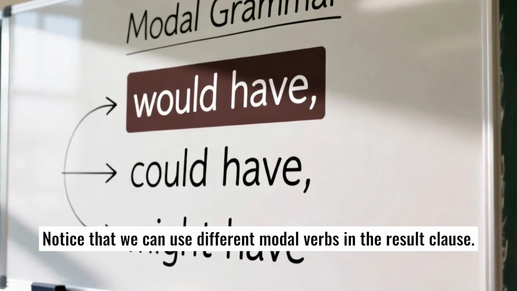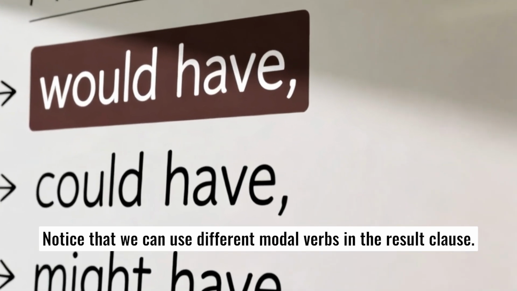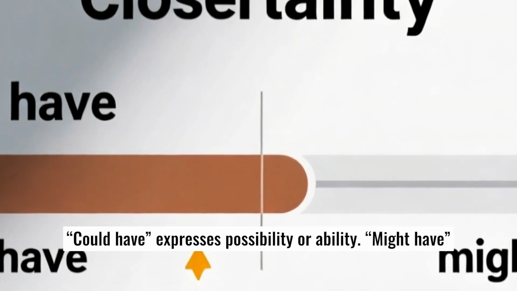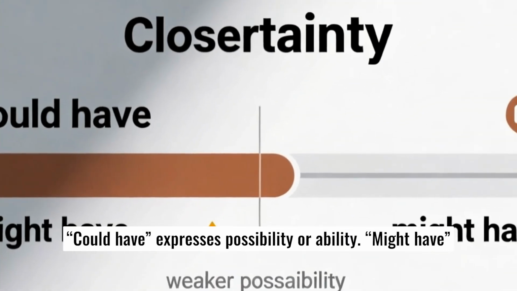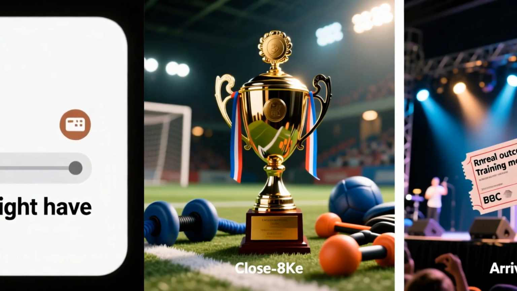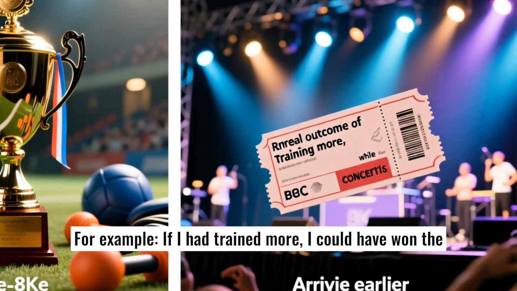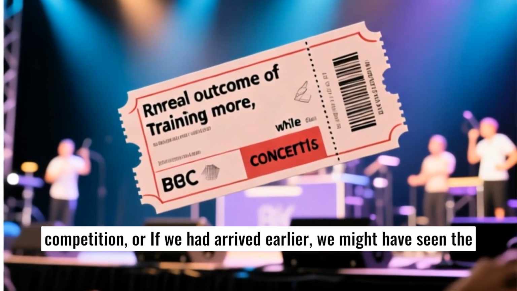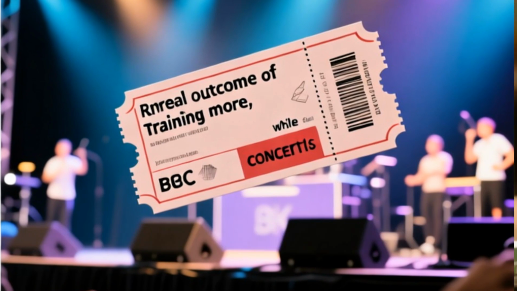Notice that we can use different modal verbs in the result clause. Would have usually describes the most probable result. Could have expresses possibility or ability. Might have expresses a weaker possibility. For example, if I had trained more, I could have won the competition, or if we had arrived earlier, we might have seen the concert.